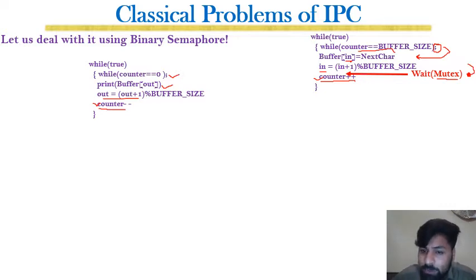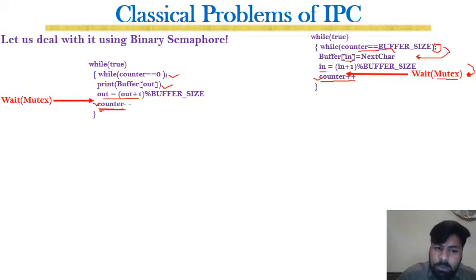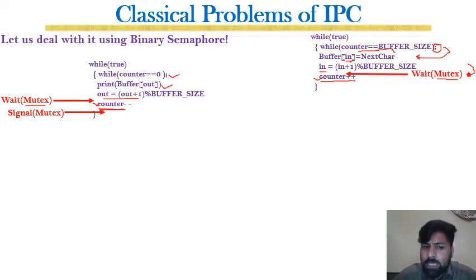And once I leave that increment operator, similarly in this consumer problem, once I am entering the counter minus minus, or the decrement of the counter, I will call wait on mutex, and once I leave that counter, I will have to signal the mutex so that another process can access the counter variable. Similarly in the producer problem, once I am done with counter plus plus, I will have to signal mutex so that other processes can enter their critical sections.